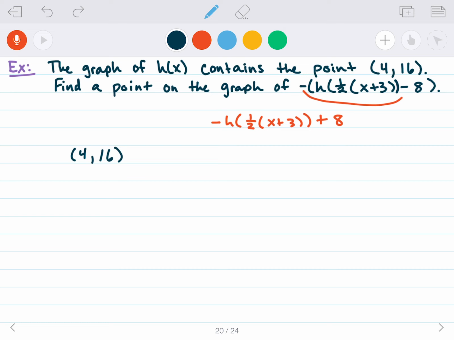Well, we can first apply our transformation to our x values. So what's happening to the x values? Well, everything in the argument is what's happening to the x values. So the transformations here, let's just list the transformations for x first. What we have is, first of all, the shift is going to move the parent graph to the left 3 units. So that's the first thing.